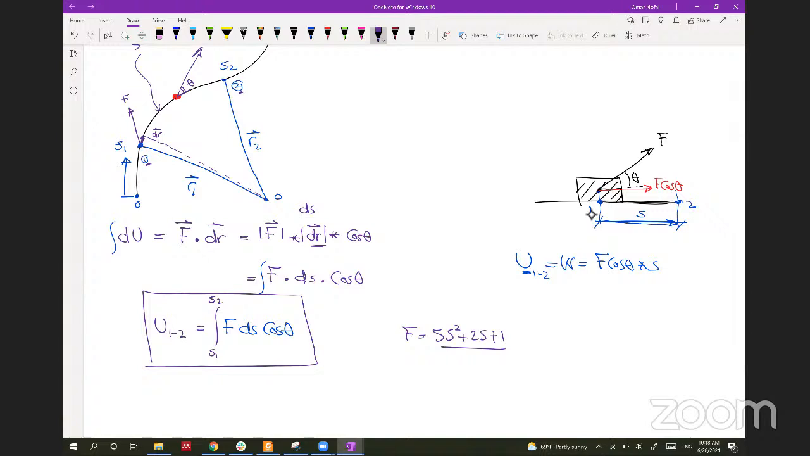But if F is constant, you can take it out of the integration, and we will see it will be equal to F times s2 minus s1 multiplied by cosine theta. So if this is constant, you take F out of the integration, and here you will have S1, S2, and ds, and assuming that theta is constant, this will be F cosine theta multiplied by S2 minus S1. And this is something similar to this, the difference is S. Does anybody have any questions so far on this formula?